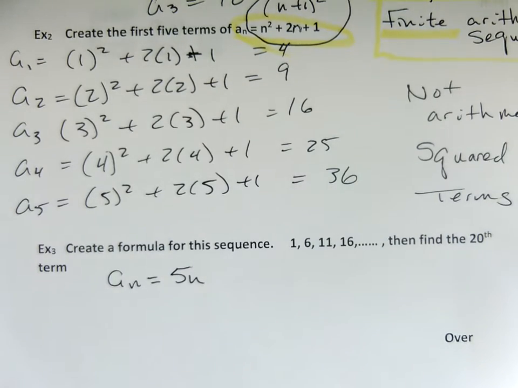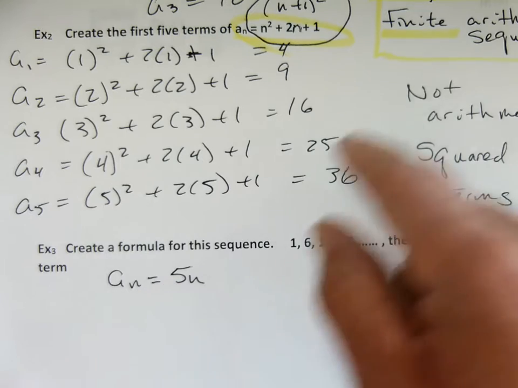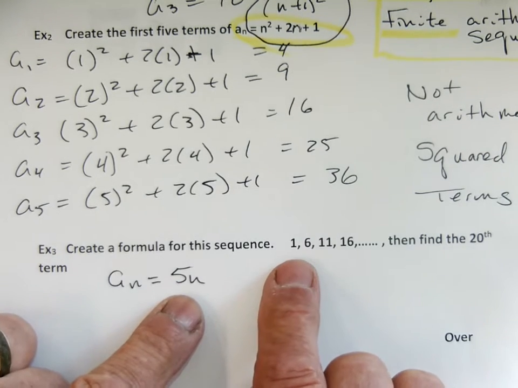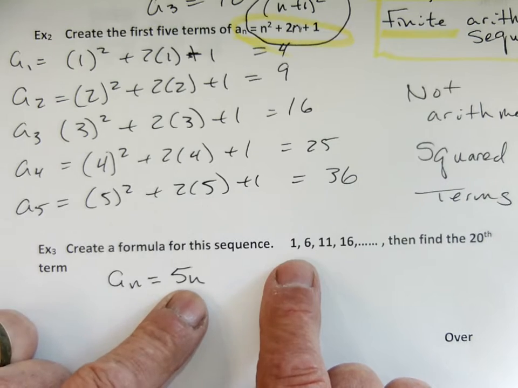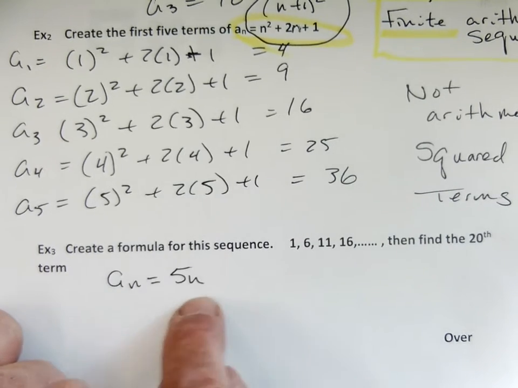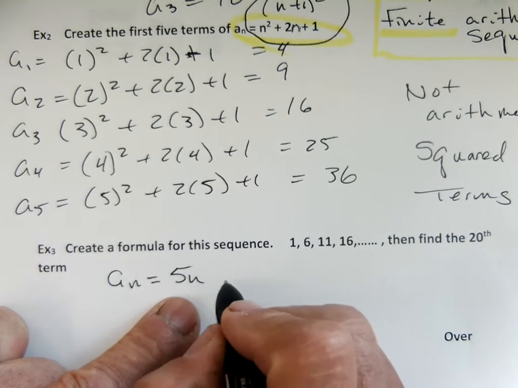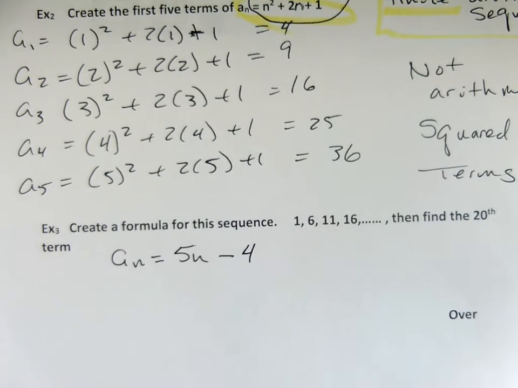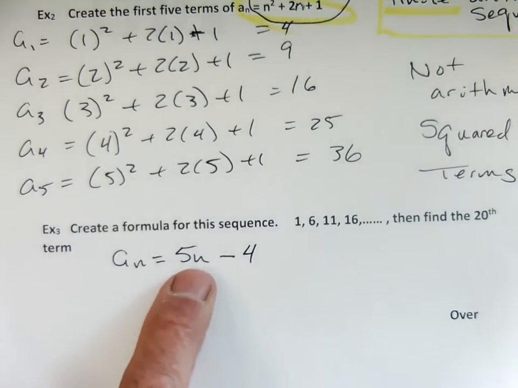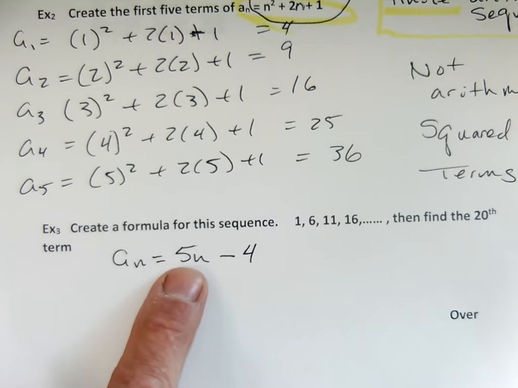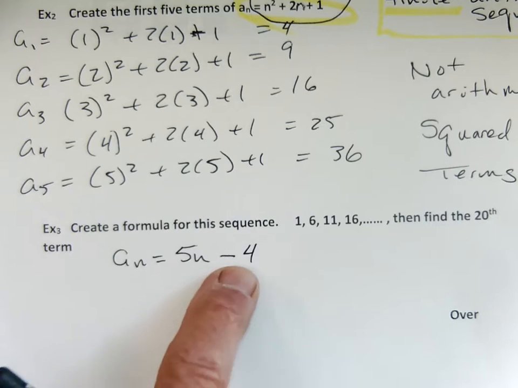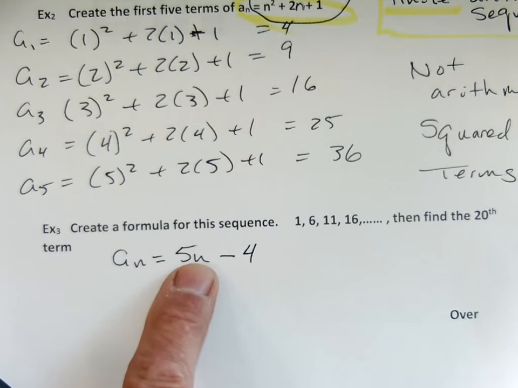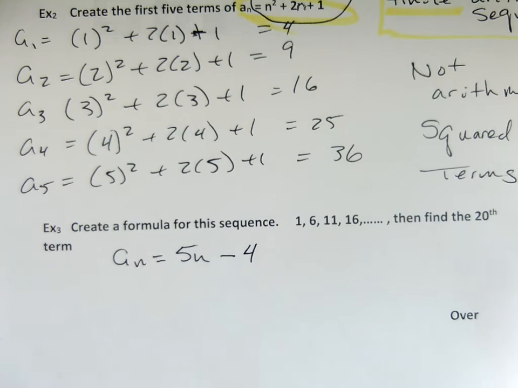All right, let's see. If I plug in 1, I get 5. If I plug in 2, I get 10. Plug in 3, I get 15. I'm not quite there, but I can make an adjustment to this. If I go 5n minus 4, would that make this formula? Let's try it. If I plug in 1, I get 5 minus 4, which gives me 1. If I plug in 2, I get 10, and 10 minus 4 is 6. Good. If I plug in 3, I get 15, minus 4, I get 11. Good. I think I've made the formula, haven't I? See how this formula would work?